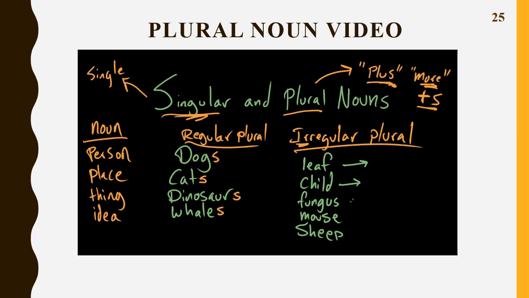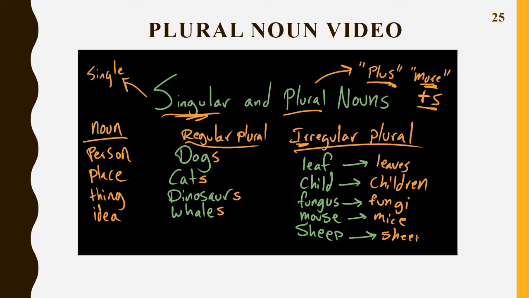This is how you do it. Each one of these words corresponds to a class of words that has its own unique pluralization standards. So leaf becomes leaves, child becomes children, fungus becomes fungi, mouse becomes mice, and sheep stays sheep, believe it or not. So these are the irregular plurals, and we'll be covering each of these in turn in later videos. But for now, I just want you to focus on the regular plural, which again we can sum up in this way. All you have to do is add an S.